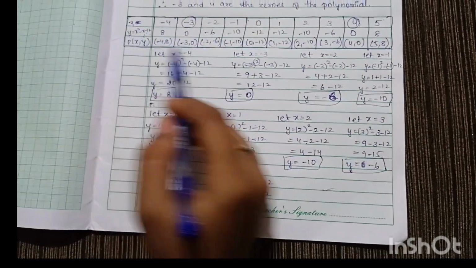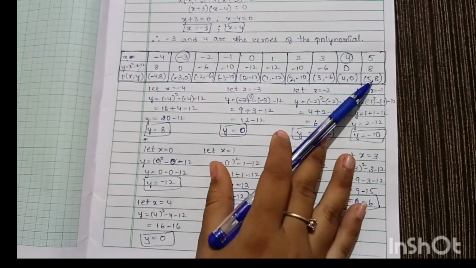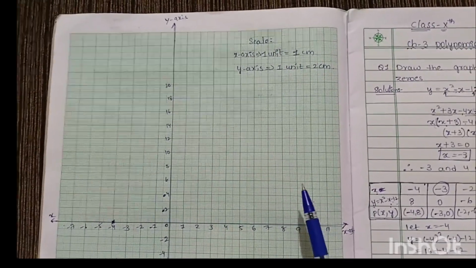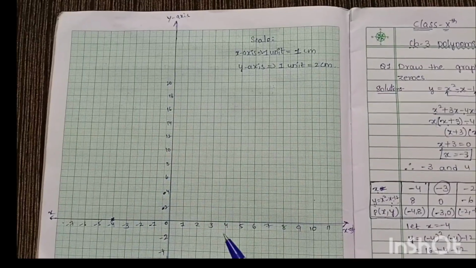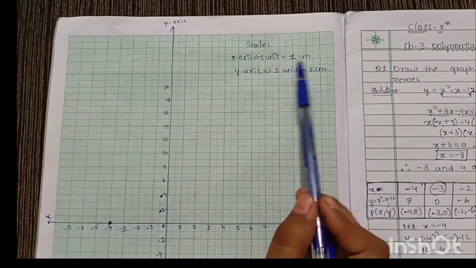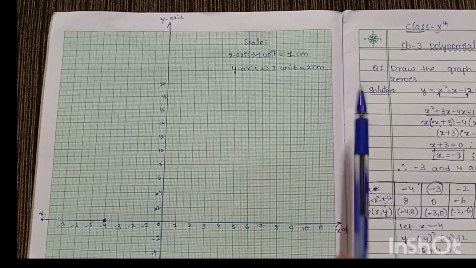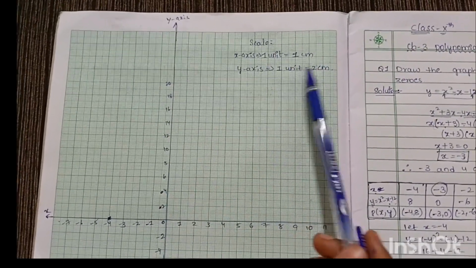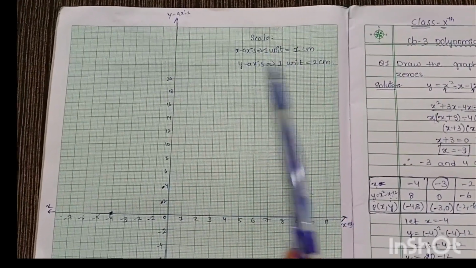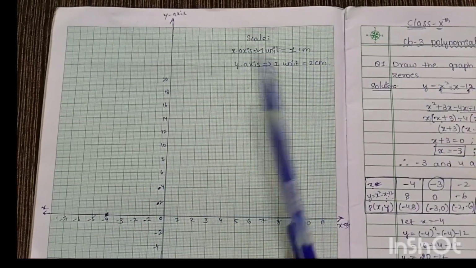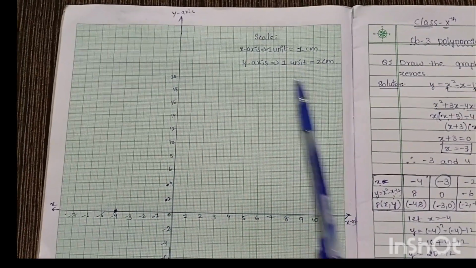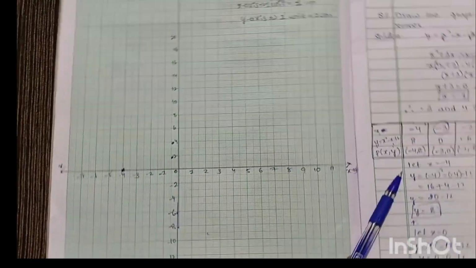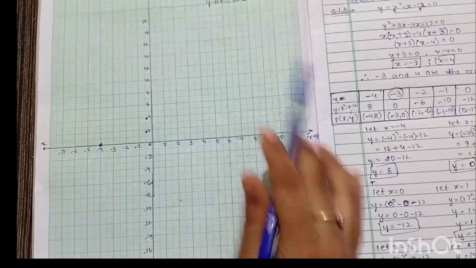Now we'll shift these points onto the graph. So here I have taken the graph and I have named the x-axis and y-axis units. Scale is very important to write in the graph. It consists of 2 marks. I have taken the x-axis as 1 unit in 1 centimeter and the y-axis as 1 unit in 2 centimeters. So here I have already placed the numbers. So let's go for the marking.